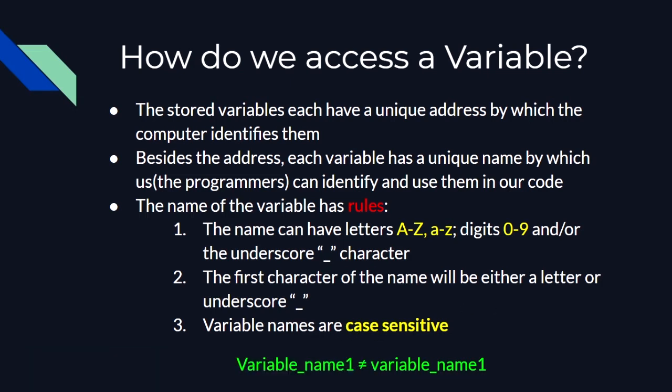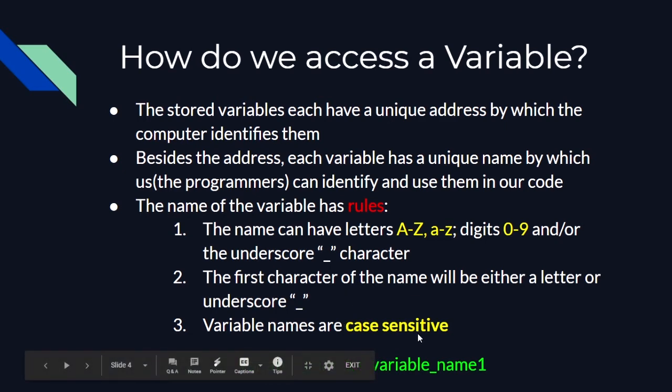Now we have two examples of variable names right at the bottom of the screen. We can see that the first example, the one on the left, uses both capital letters, small letters, digits, and the underscore character, and therefore is a valid variable name. The second example, the one on the right, also does the same thing. Now these two names are actually different names. You can see that the only difference between these two names is that the first example starts with the capital V while the second starts with the small v. Therefore, these two names are different because variable names are case sensitive.